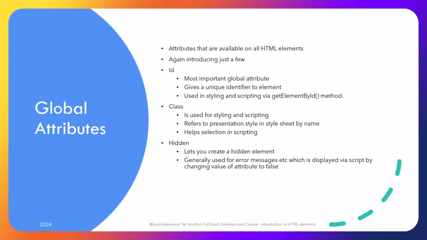Last and not too important but sometimes useful global attribute is hidden, which lets you create a hidden element, which the browser would not render, but it can be enabled by a script to be displayed when required. An example being some error like password incorrect, which only needs to be shown in certain cases.